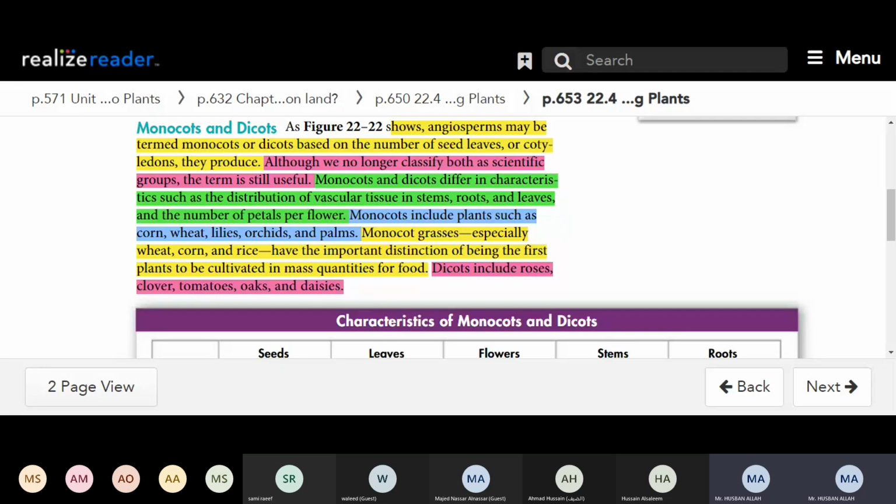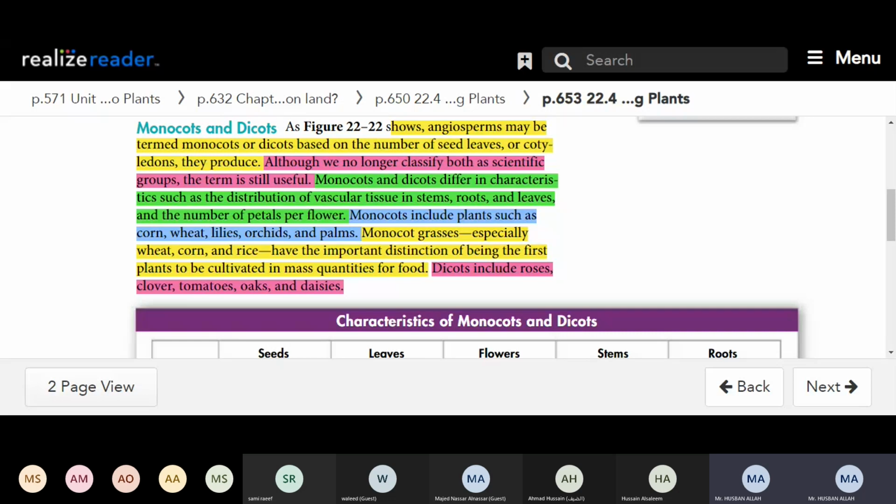What are the examples for the monocotyledons? Examples of monocots we have are rice, corn, wheat, right? Orchids, lilies, these are examples of monocots, right? On page number 652 you have this. Now what about the dicot?